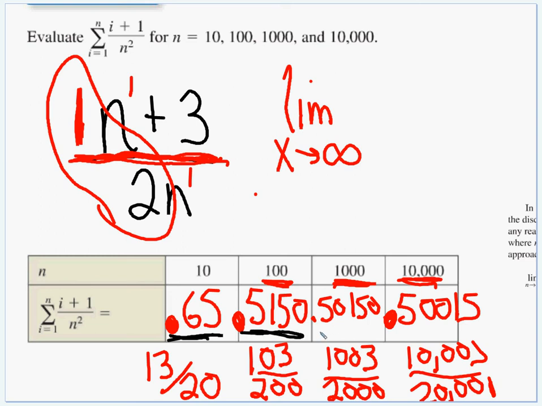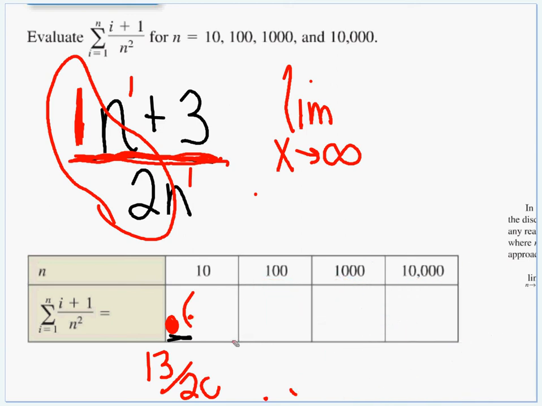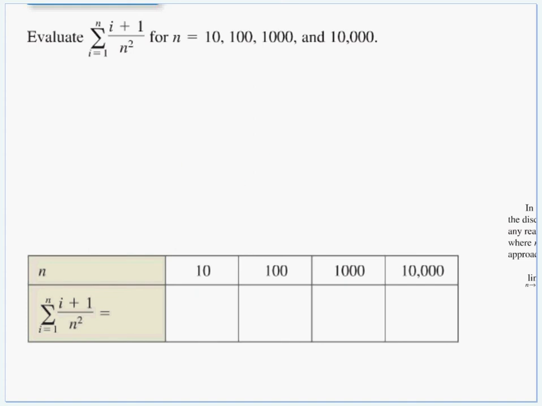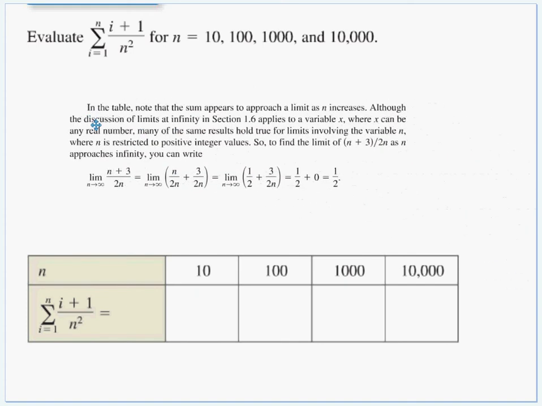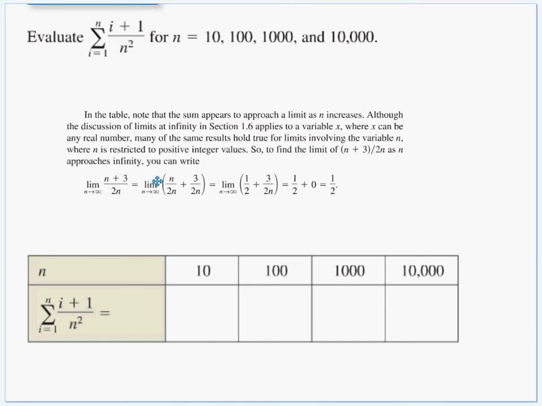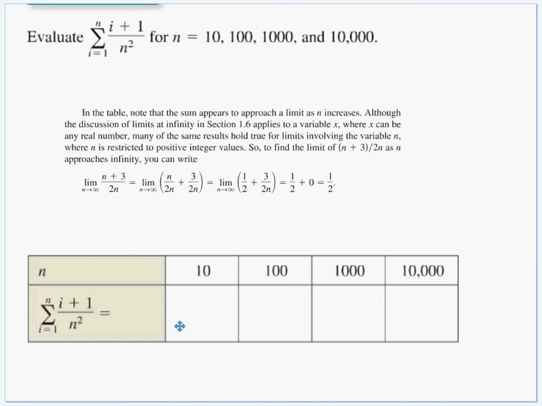0.6, 0.51, 0.501, 0.5001. The farther out we go, the closer we're going to get to 0.5. And what does this say? Oh, yeah, there it is. In the table, blah, blah, blah, no, treat it as a limit. And here they sort of broke it into separate terms. Now you don't have to do that. Remember to look for that power struggle.